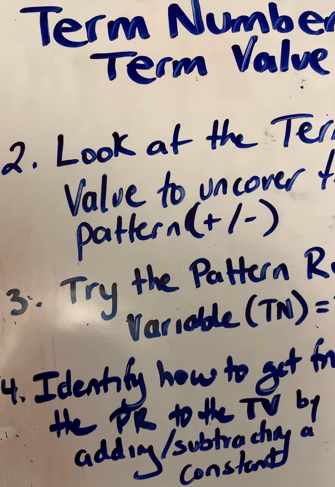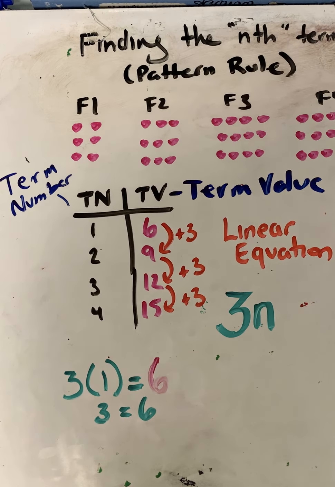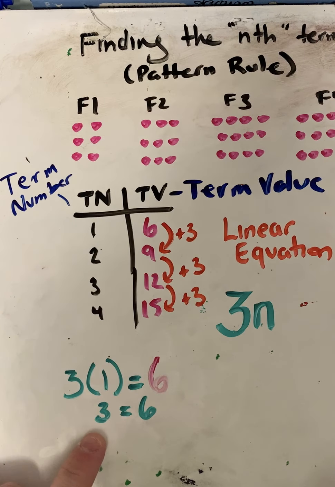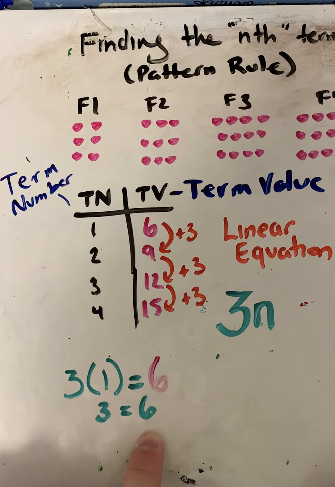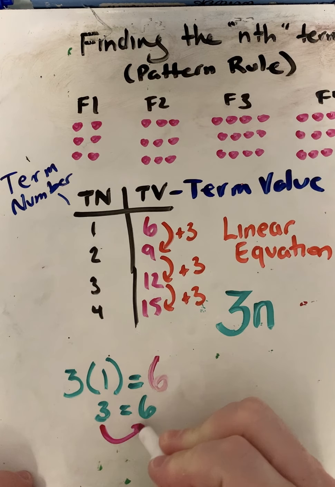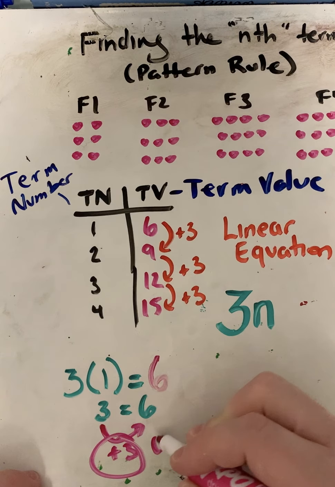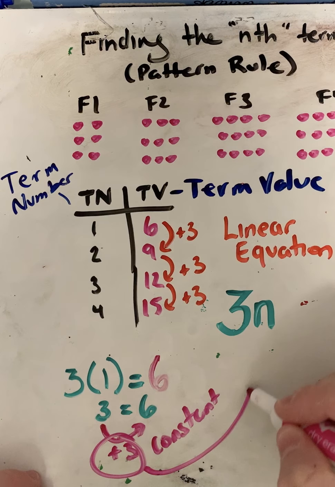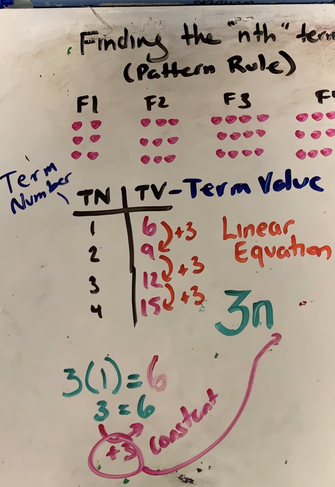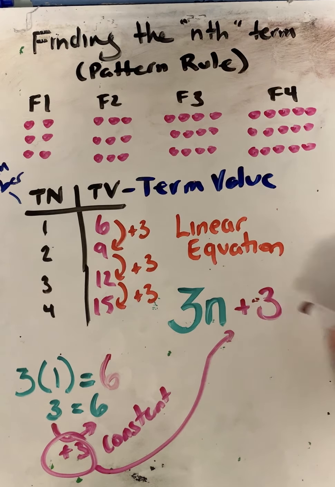Okay, by adding and subtracting a constant. What does that mean? Well, what I'm trying to say to you is look at this. How do you get from 3, which is our term number and our variable, our pattern rule, how do you get from 3 to 6? Well, to get from 3 to 6, I would have to add 3. This now becomes my constant in my pattern rule. So I'm going to take this and I'm going to bring it up here. And I'm going to add it to my pattern rule. So now it's actually going to be 3n plus 3.